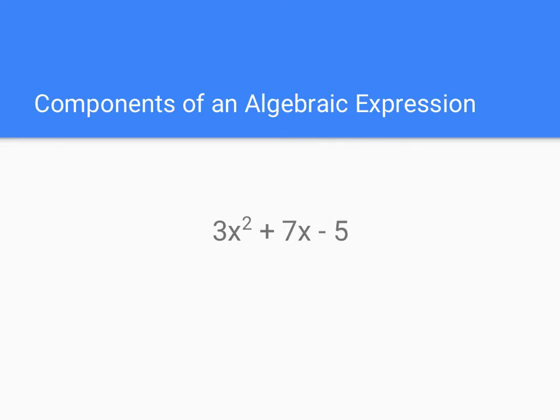Let's take a look at some components of an algebraic expression. Note here we have a plus and a minus. These symbols separate what we call terms. So the terms that we have are 3x squared, 7x, and 5. These are all called terms.